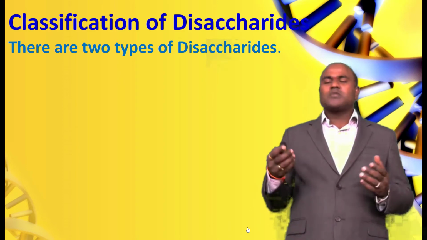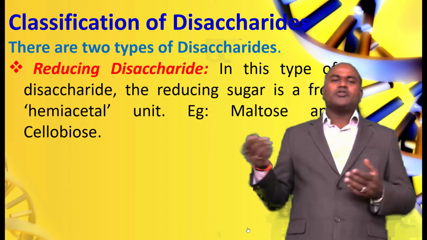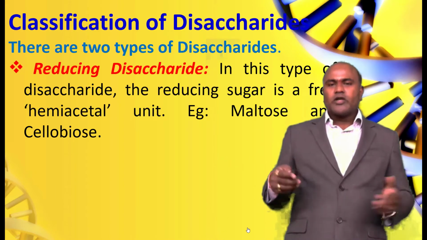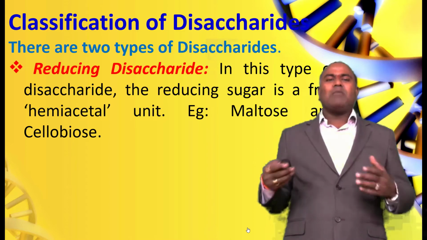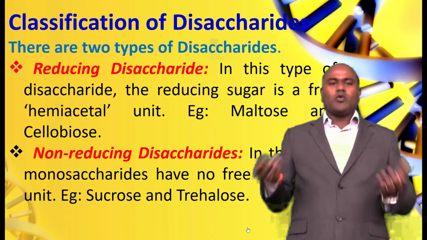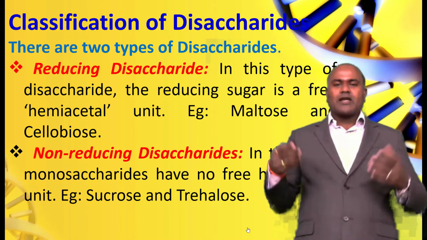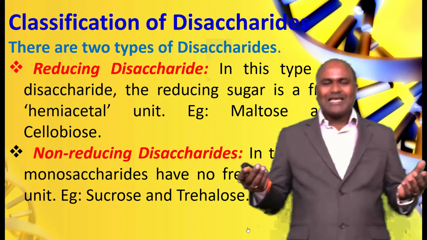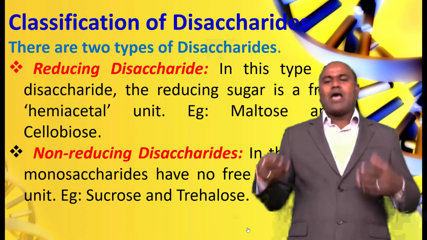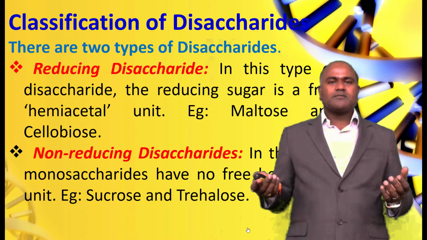Classification of disaccharides: there are two different types, reducing and non-reducing disaccharides. In reducing disaccharides, the reducing sugar has a free hemiacetal, for example maltose and cellobiose. In non-reducing sugars, the monosaccharides have no free hemiacetal, for example sucrose and trehalose. These are the classifications of disaccharides.